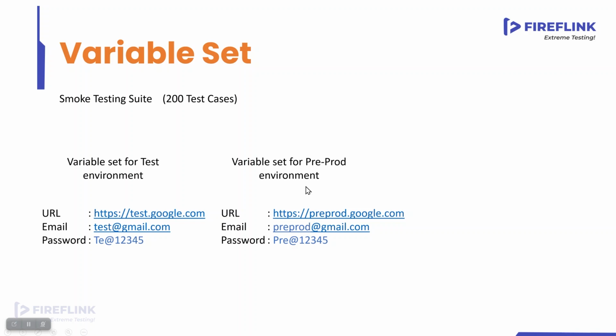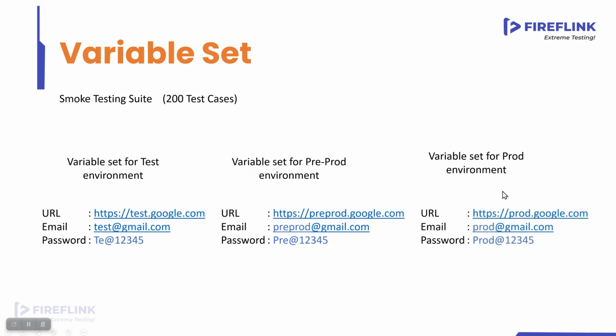Now, if I want to make one more set for production, what do I have to do? I create one more variable set for production, and I take the same variables again, which are URL, email and password. Now I give different values with respect to the prod environment. Here you can see the variables are the same in all 3 variable sets: URL, email and password, but the values are different. Changing these values in one set will not affect the other sets, because the changes will be applicable only to that particular set.